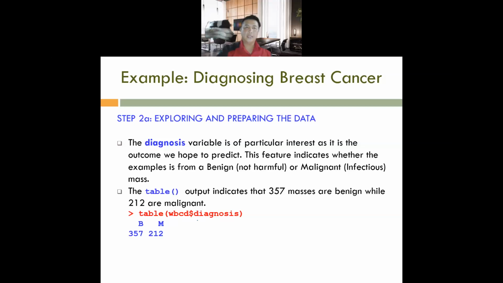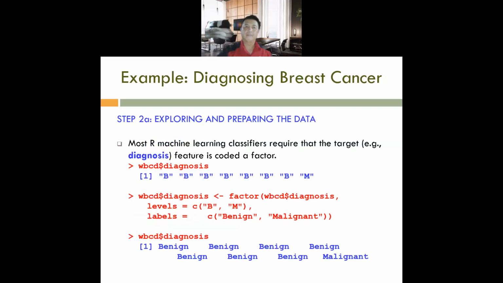So if you look at the diagnosis label, we have 357 belong to benign and 212 belong to malignant. Okay. And if you look at the diagnosis, they are all in string. So what we need to do is convert them into label or factors. So here we will convert your diagnosis string of character to become factor, and this is the label.